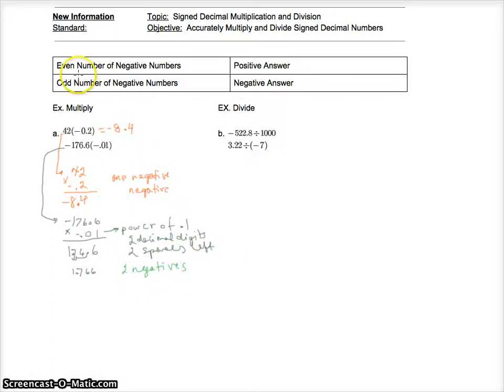So I'll go up here. 2 is an even number, so I have an even number of negatives. It's a positive answer. So my answer is 1.766.